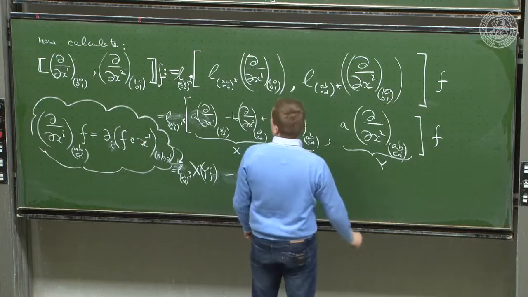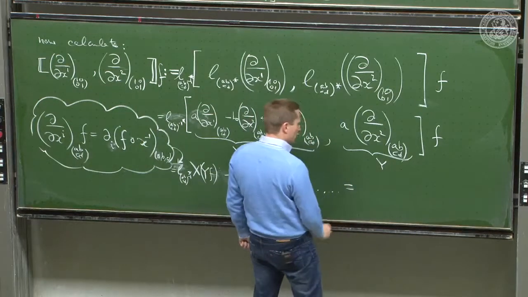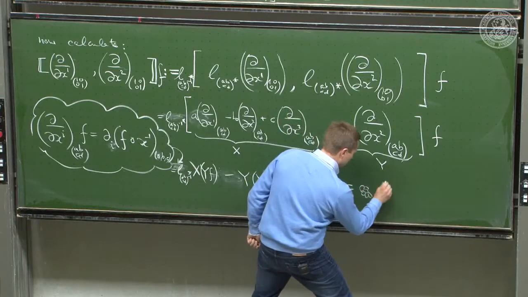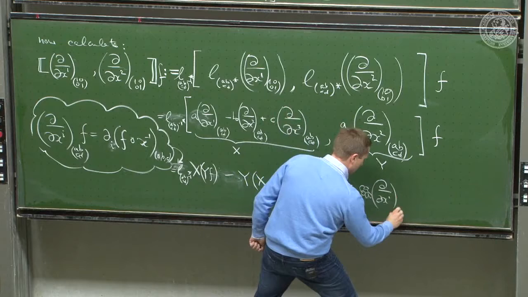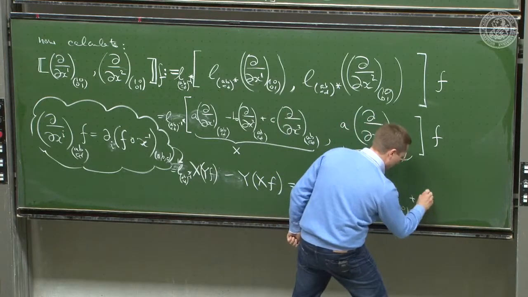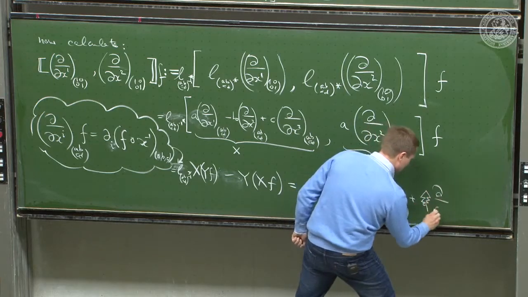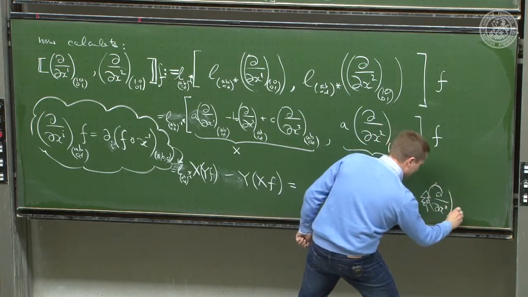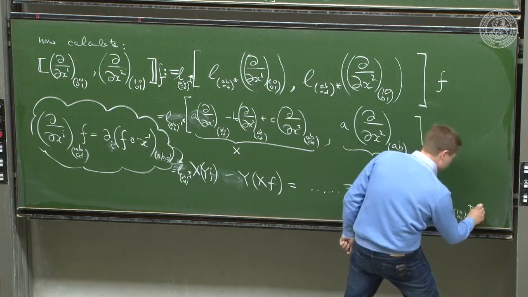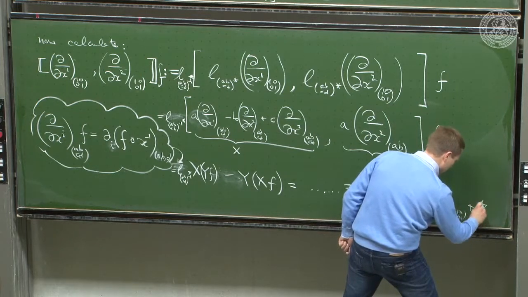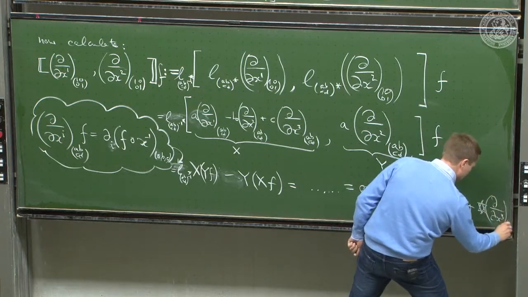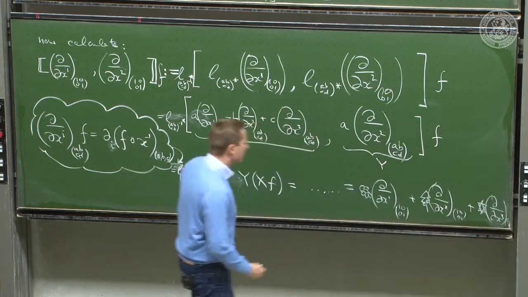You calculate this, and what you will get is a certain linear combination. Homework: flower, d by dx1 at the identity, plus pine tree, d by dx2 at the identity, plus, who knows, star, d by dx3 at the identity.